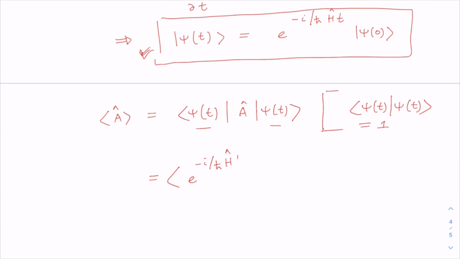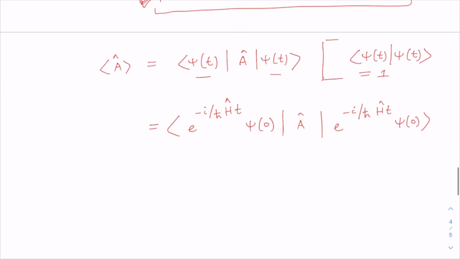We are just applying this here. We have e to the power i by h cross H t, psi of 0, A, and here I have again e to the power minus i by h cross H of t, psi of 0. If we now do it this way, if I take this part to the other side, then I will have here e to the power i by h cross H of t, A, e to the power minus i by h cross H t, psi of 0.